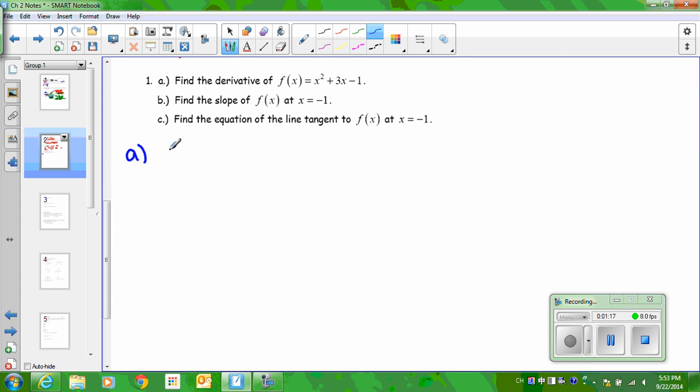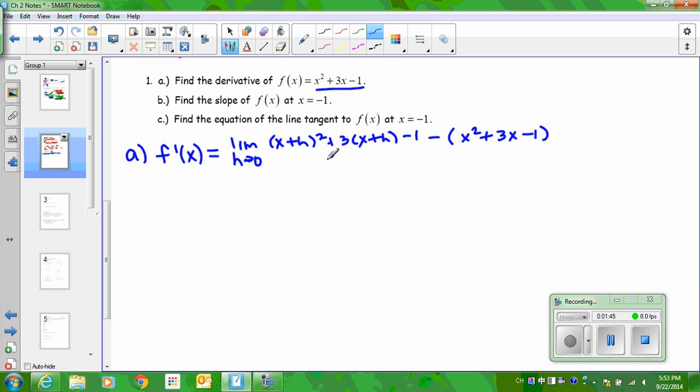So for part A, to find the derivative, what I'm going to do is redo this function with the limit so that I can find the derivative, or the slope, at any given x value. So I'm going to rewrite the function, but with x plus h in place of just the x. So that's f of x plus h. Then minus, now I'm just going to write the function. The rest is algebra. Okay, so still limit as h approaches 0.